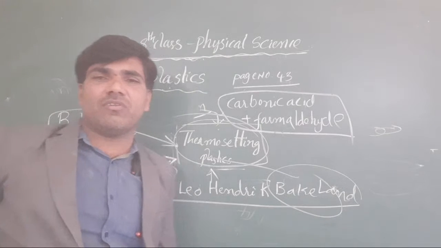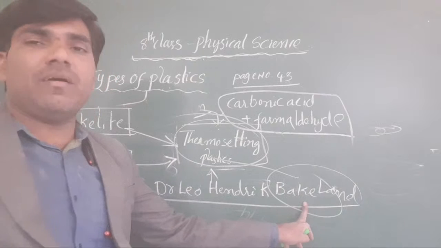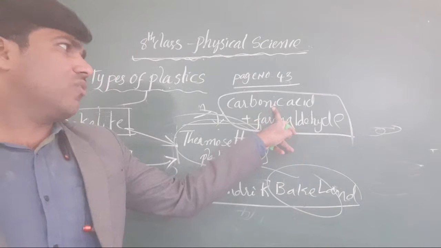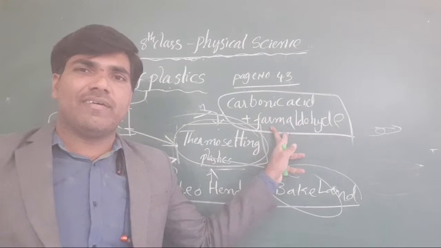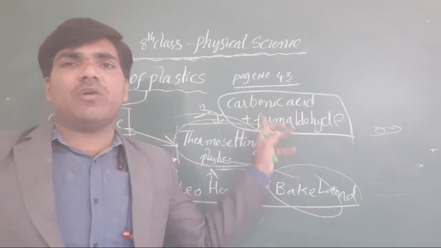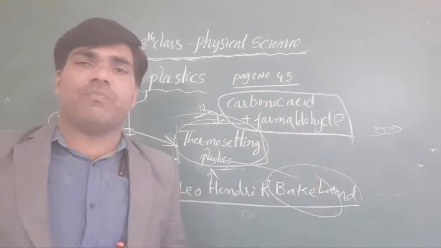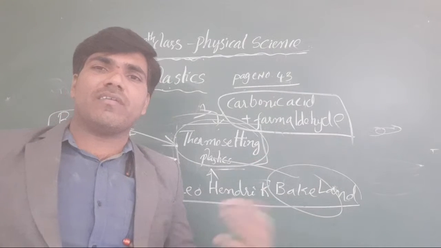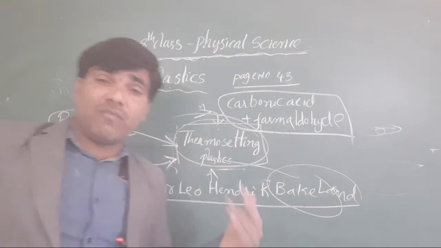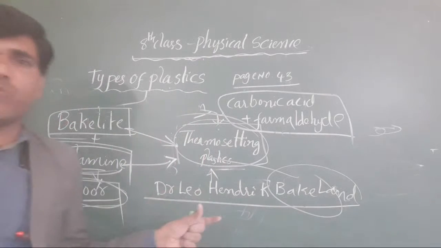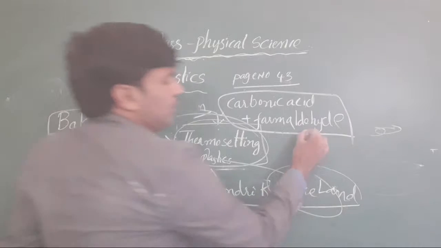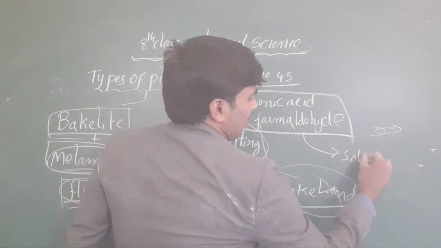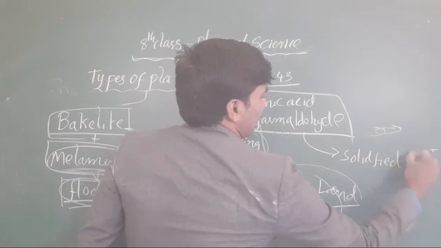Okay, clear or not, all the students? Our Baekeland wanted to find out what the compound of carbonic acid and formaldehyde is. Whenever carbonic acid and formaldehyde are added, afterwards one very strong substance is formed. Okay, clear or not, all the students? One of the strongest substances is formed, that is the salified component. Okay, now a component is formed.